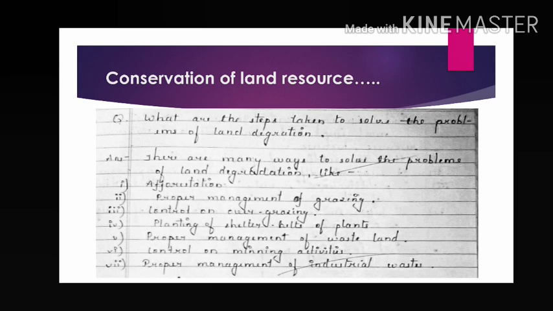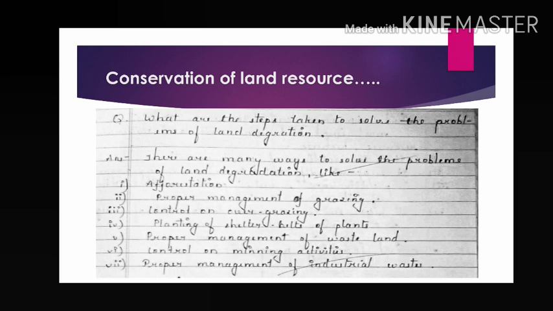Next, control on mining activities, because I have already told you that mining can damage the structure of the land, and mining can cause deforestation, that's why it is also required. And seventh number, proper management of industrial waste, because dumping of industrial waste material can cause land pollution, which can result in land degradation, that's why it is also important. So students, that's all for today.